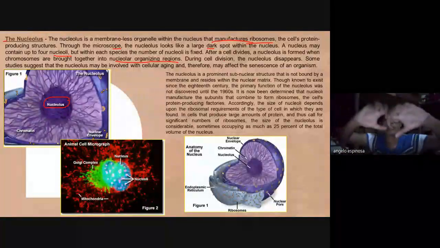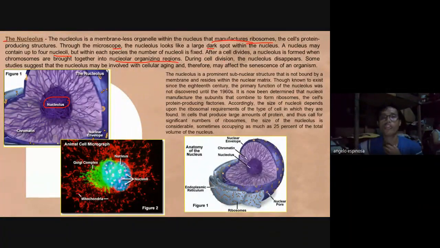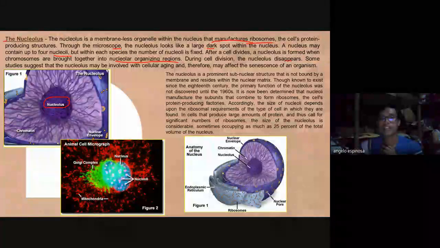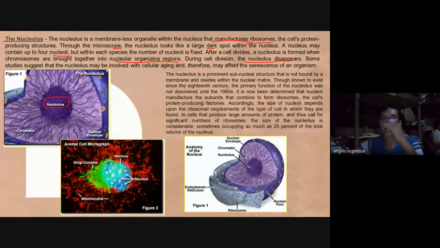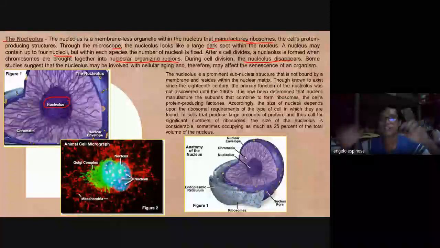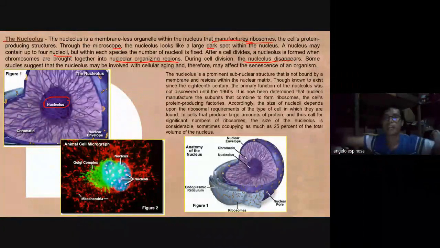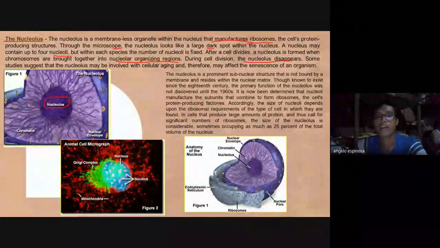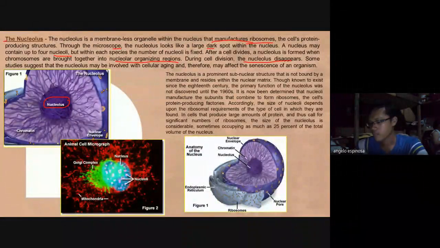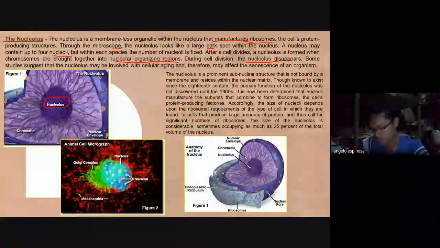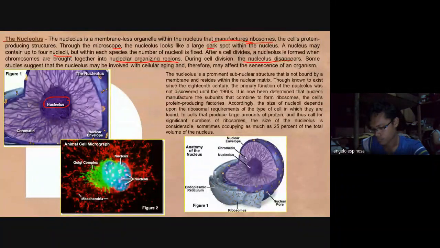Okay, di ba magkakaroon ng cell division ngayon? So si nucleolus ay magdi-disappear, mawawala. Kasi yung pinaka-center, pinakamaliit, mawawala siya. Magdi-disappear siya because there is a division already happening. Yung tinatawag nating mitosis stages, yung mga interphase, ganon. Yes, merong nagsalita? Do you have any question?